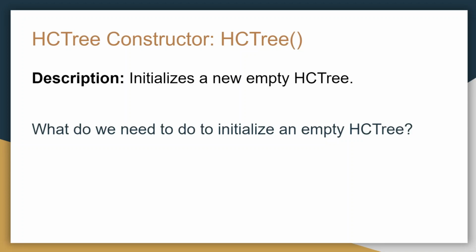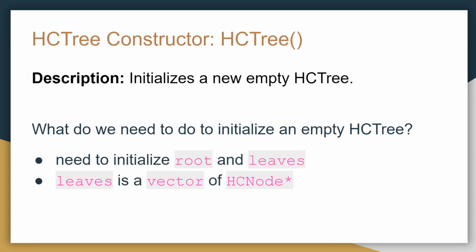For the tree constructor, we need to initialize a new empty tree. So what do we need to do this? We need to initialize root and leaves. So it's important to remember that leaves is a vector of HC node pointers, and that it should have 256 elements in it, one for each ASCII symbol.